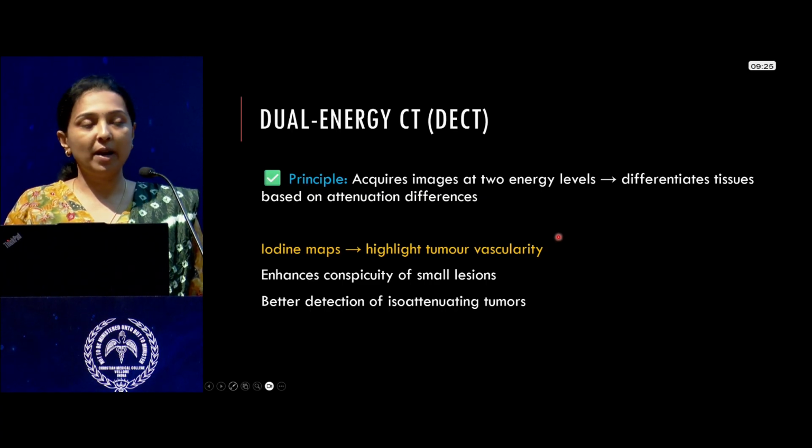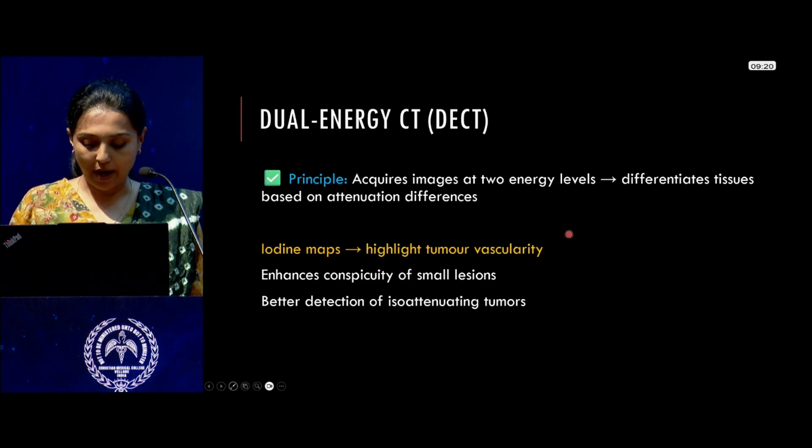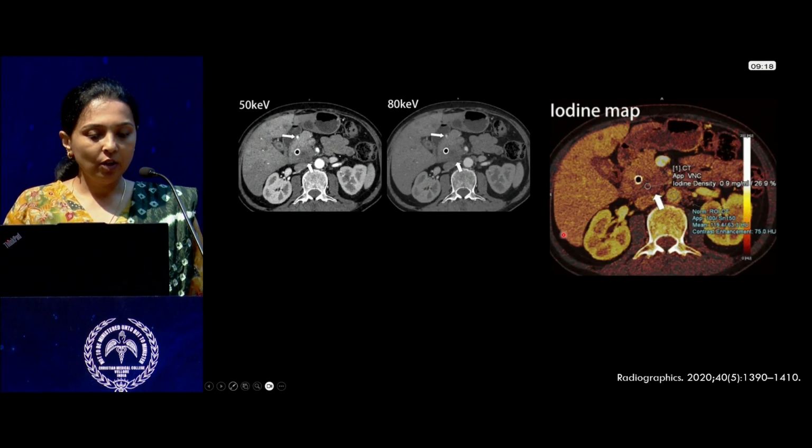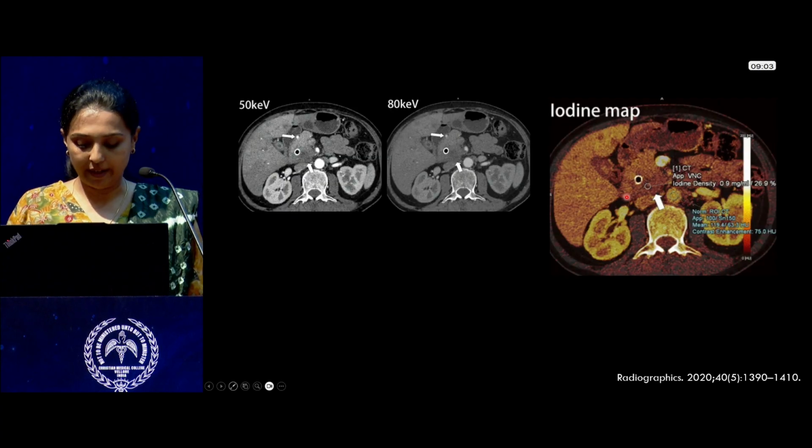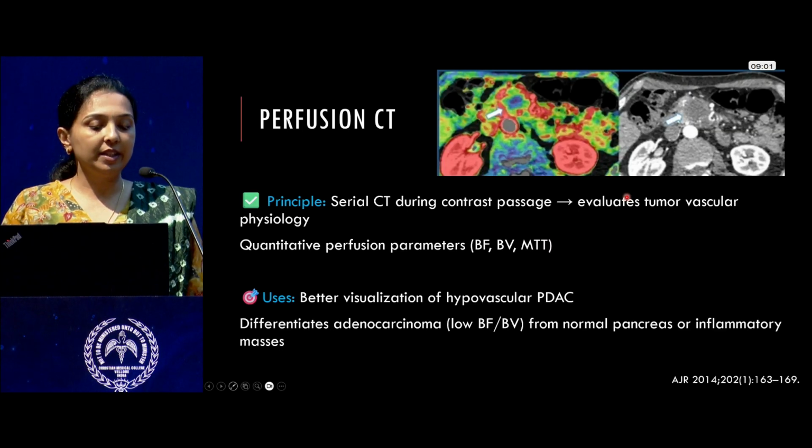The iodine map basically tells us the iodine content in a tissue after giving iodinated contrast. So pancreatic carcinoma, being hypovascular, will show low iodine content. This is an example where we have acquired CTs at two energy levels. This is the iodine map, and we can clearly see this region of low iodine content in the uncinate process of the pancreas that is suspicious for malignancy.